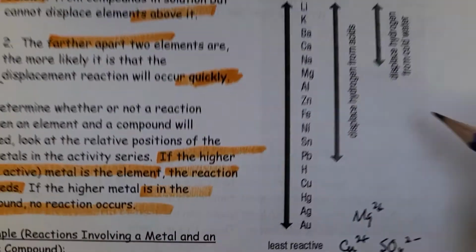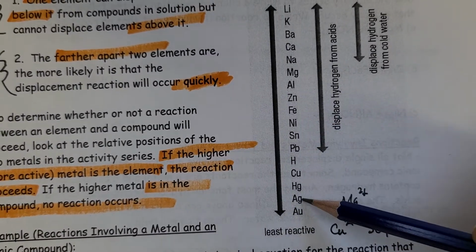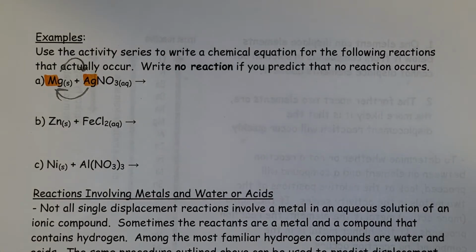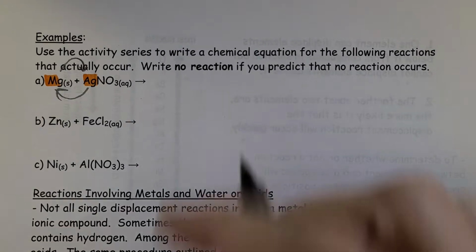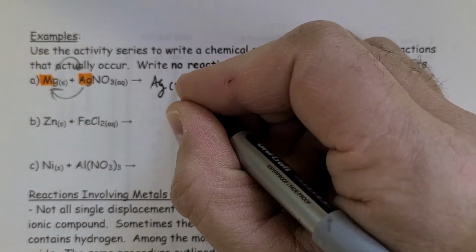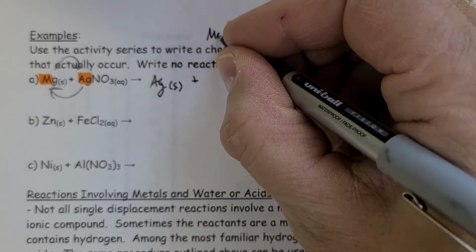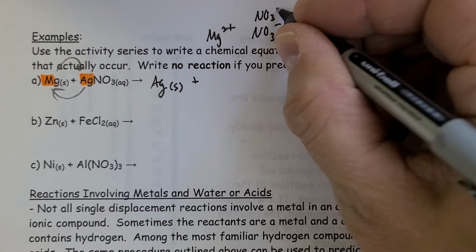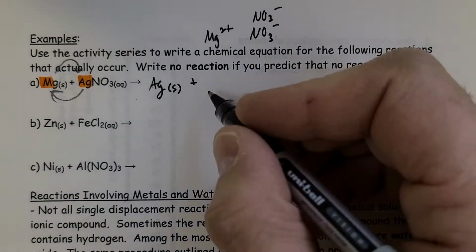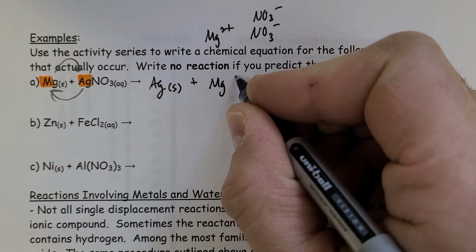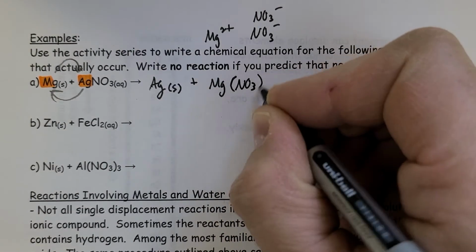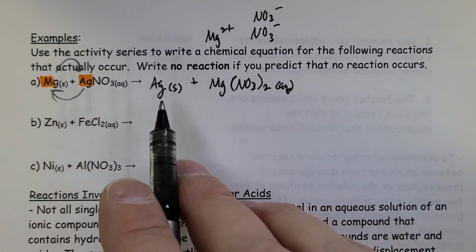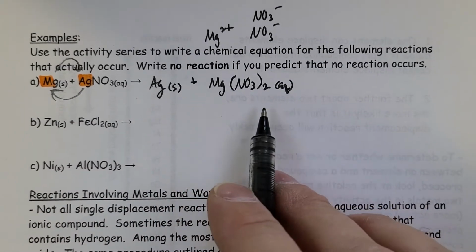So again, we just have to look back at this activity series. So here's silver and magnesium. Ooh, it's way high up there too. So we can definitely say this reaction will happen. So silver will be out on its own, and magnesium, which is Mg2+, and nitrate, which is NO3 negative. I'll have to have 2 of those nitrates. So Mg(NO3)2, and I need 2 of them. It'll be in solution. So that's interesting. Solid magnesium, when it replaces silver, it becomes a magnesium nitrate solution.